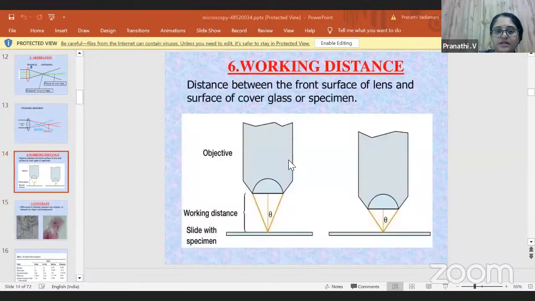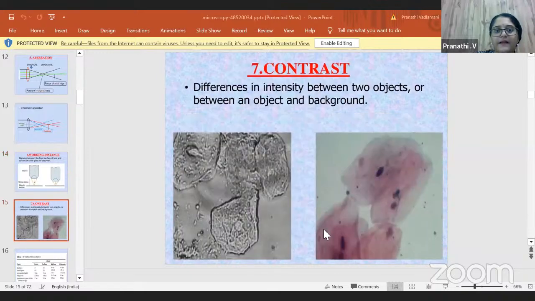So I was talking about this till now. Now you see, this is the objective. This is the slide with the specimen on it. And like I told you, this is the theta or the angle that you see. Now, contrast, like I told you, you're able to see the images over here, right? When you're able to distinguish the images from the background, that is the contrast we are talking about.